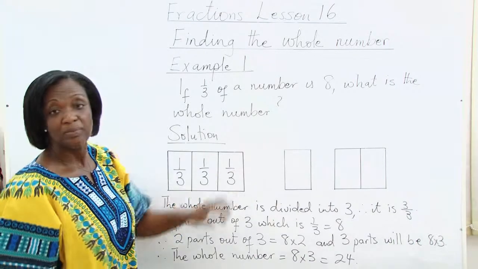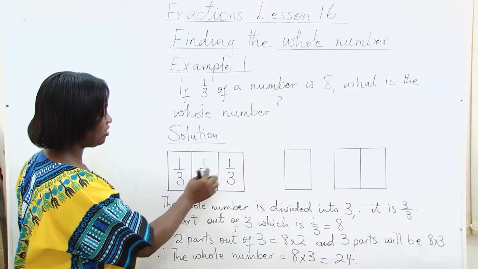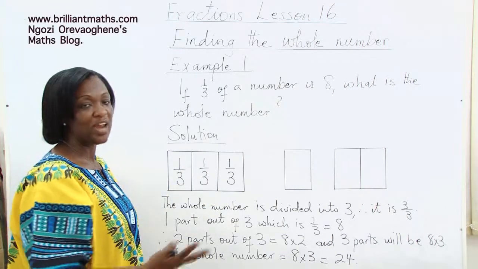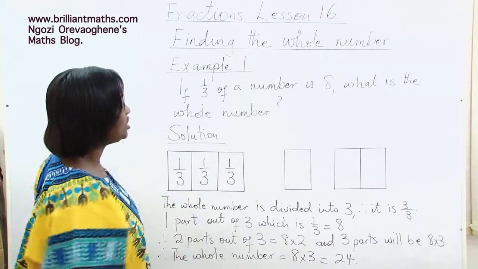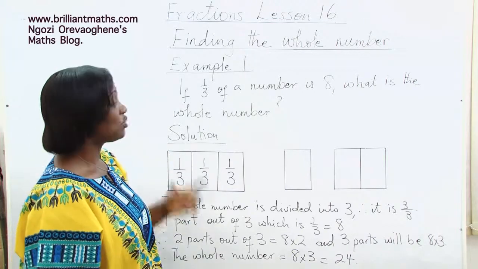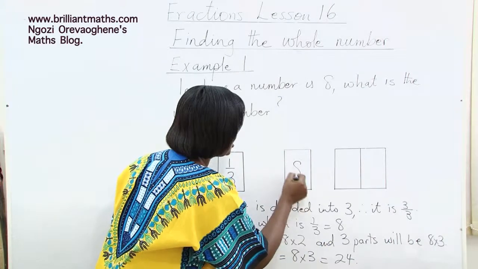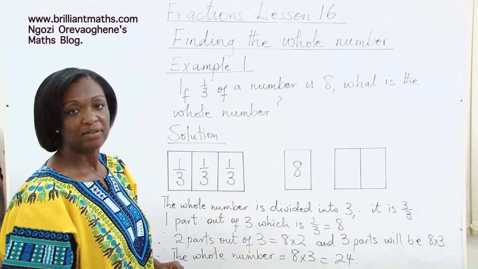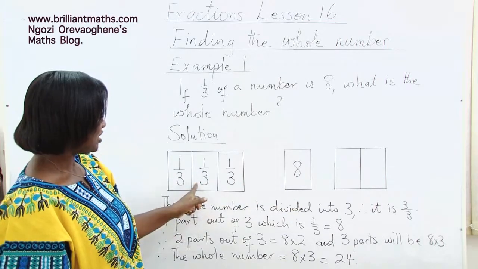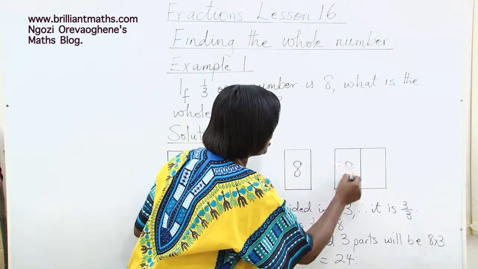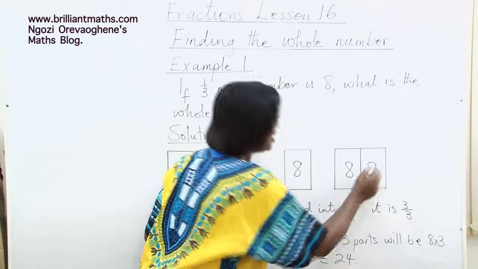This is the whole, and it's been divided into 3 parts. 1/3, 1/3, 1/3, because we know that 3/3 make a whole. From the question, 1/3 is equal to 8. So we can conveniently write 8 in the box over there. This will signify 1/3. So for the second box, we can also write 8. And for the third one, we can also write 8.